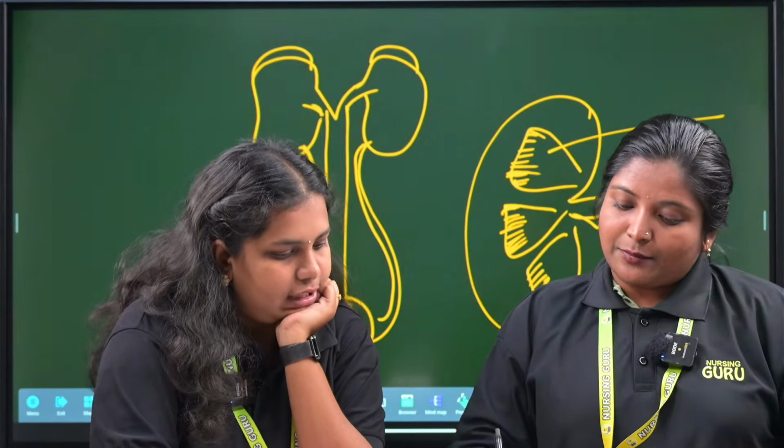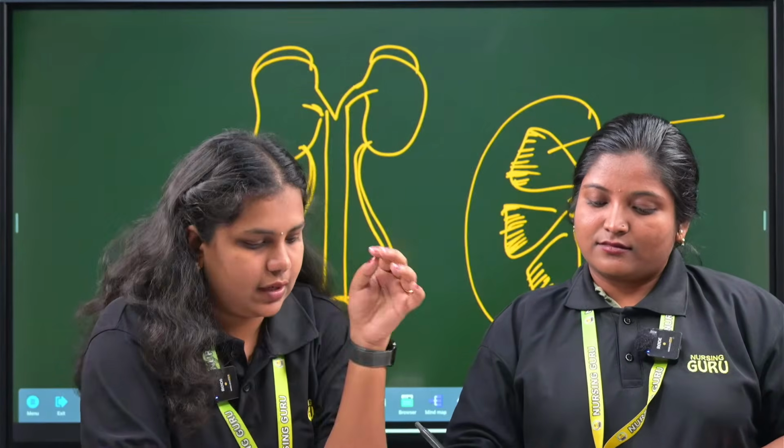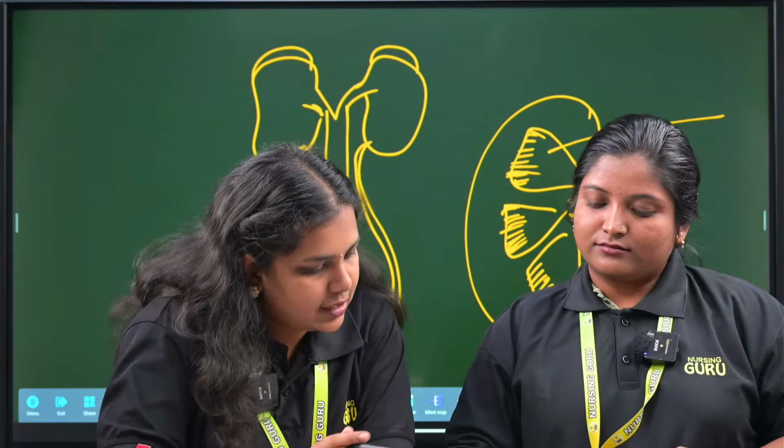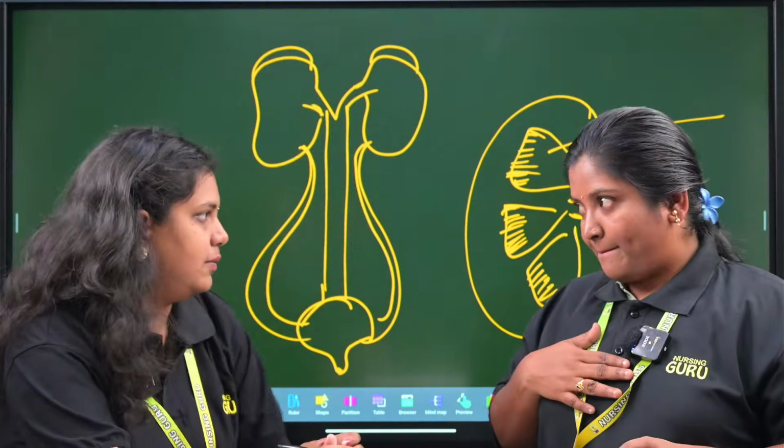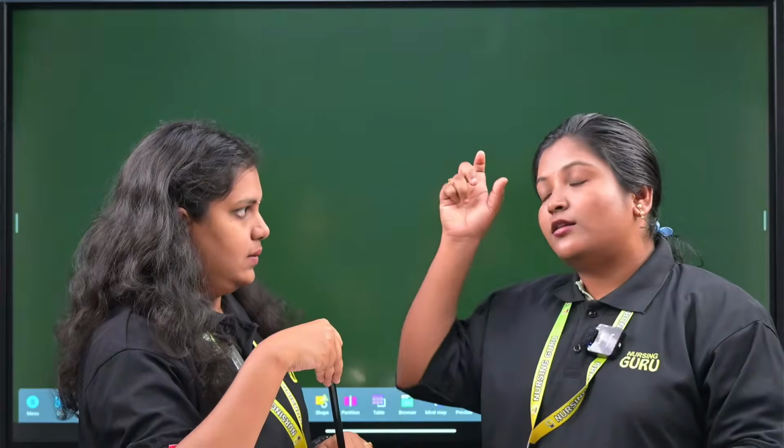Next one is the reproductive system. Here we will be studying the female reproductive system as well as the male reproductive system. For the female reproductive system, you should know the structure. The main thing is the menstrual cycle, the physiology of the menstrual cycle, what is menarche, what is menopause, all those things you should know. In the menstrual cycle there are 4 phases. Those 4 phases you have to study, and while explaining the menstrual cycle, you have to explain all the 4 phases.